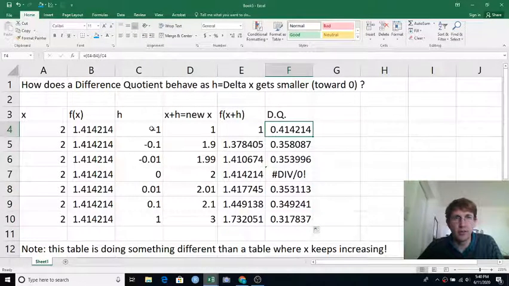As h goes towards 0 from the negative side, the value of the difference quotient seems to be decreasing and gets to be 0.35 something. From the positive side, the value of the difference quotient seems to increase. So the big question is, what do we think goes here, where we're getting a divide by 0? Probably 0.35 something, probably 0.353 something.